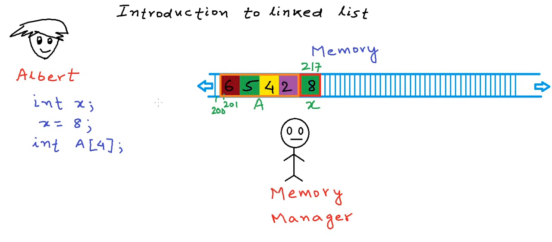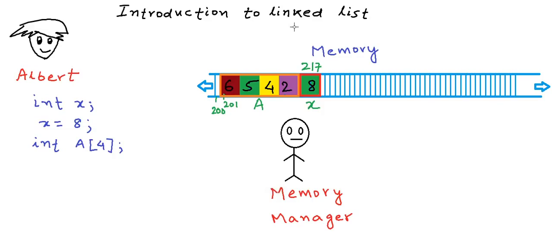Now Albert at some point feels that, okay, I need to have one more element in this list. Now he has declared an array of size 4 and he wants to add a 5th element in the array. So he asks the memory manager that, hey, I want to extend my array A. Is it possible to do so? I want to extend the same block.